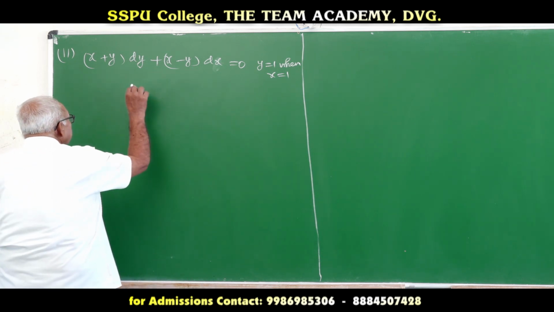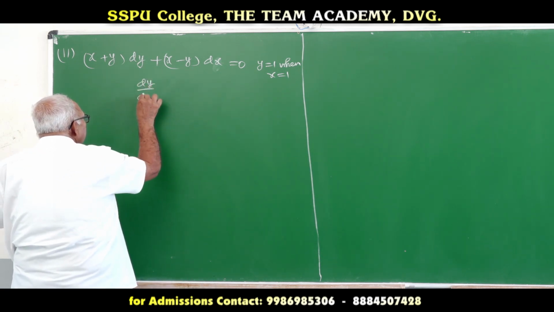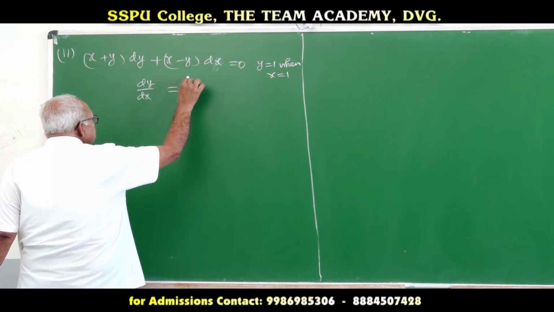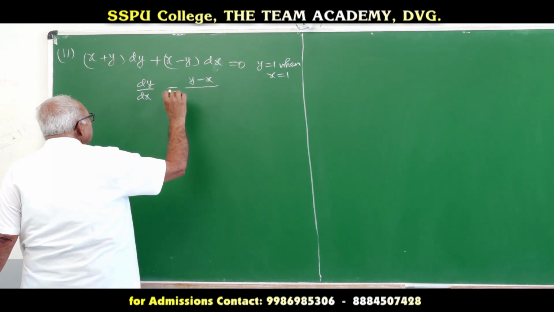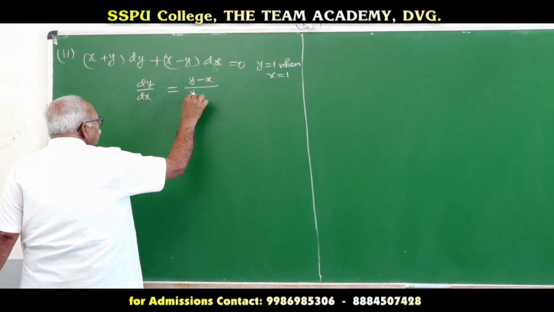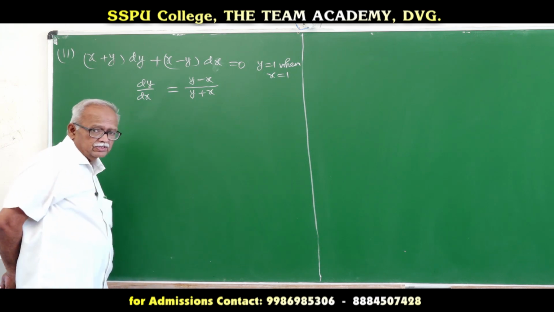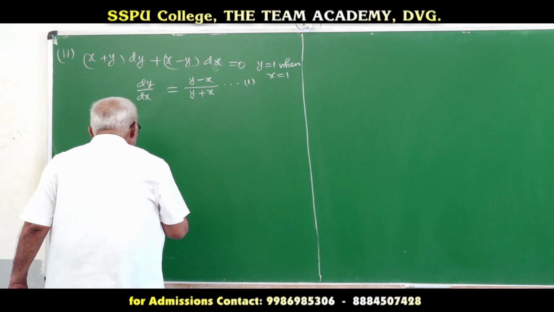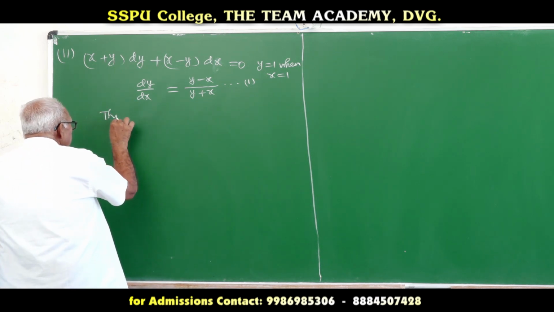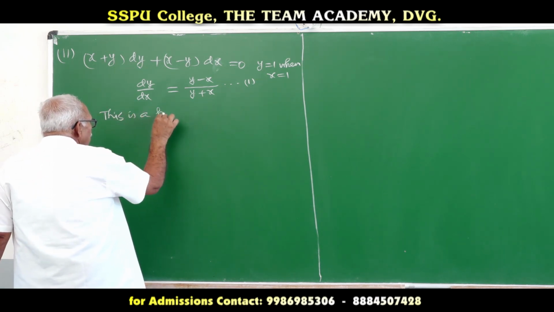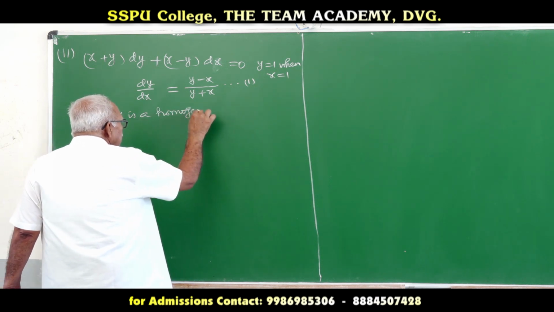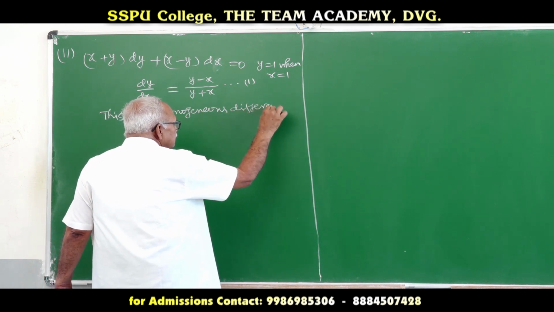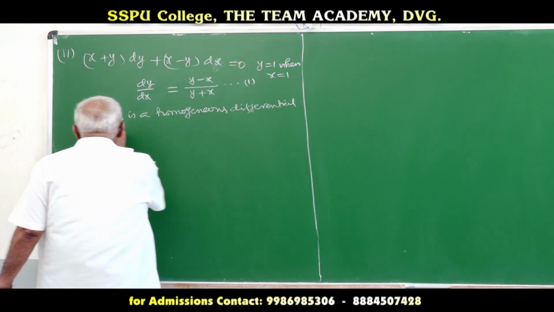Now, here dy by dx is equal to, see, when it goes to the other side, it becomes (y minus x) divided by (y plus x). We can take it as y plus x or x plus y. So, this is a homogeneous differential equation. How do you have to prove it?